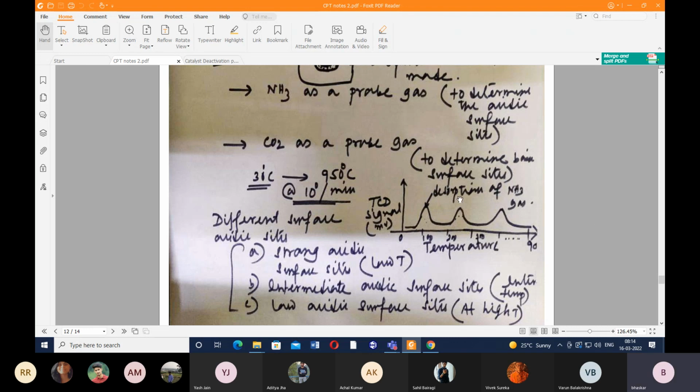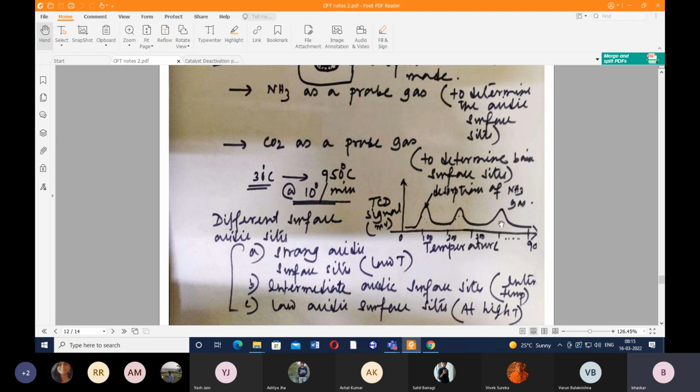This is the intermediate temperature zone, so here we have intermediate acidic surface sites. And finally, at high temperature, we have low acidic surface sites. That means these sites don't have that much acidic property. So here the acidic property is the maximum, here you can see intermediate acidic property, and finally, at very high temperature, we have minimal acidic property left in the catalyst.